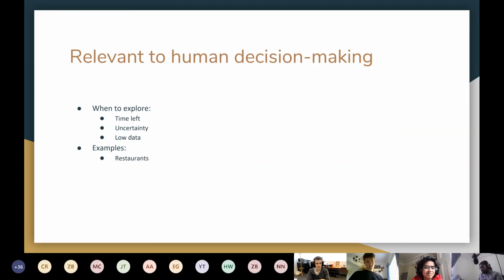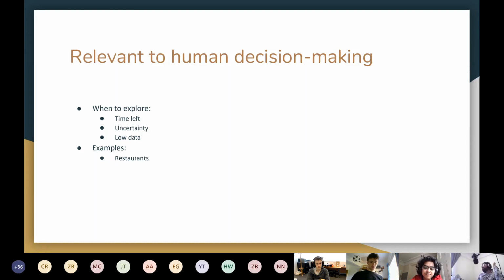Another reason I think this is interesting to think about is that explore-exploit is incredibly relevant to how humans live and make decisions, because we are in a sequential decision-making process. We lack a lot of information. We want to maximize the value of our lives, and we don't know how. And we need to think about how to make this trade-off.